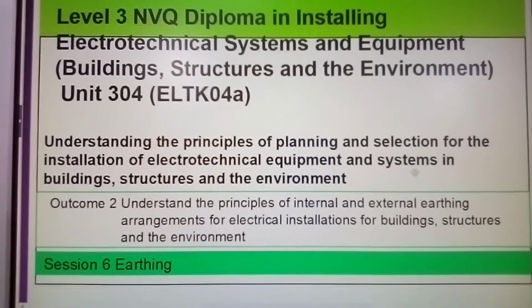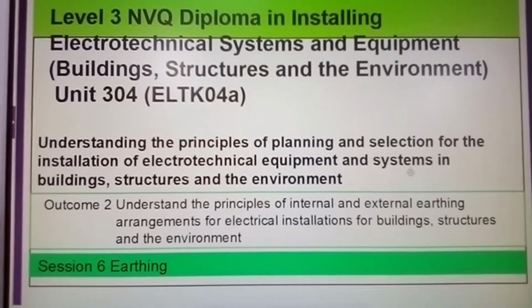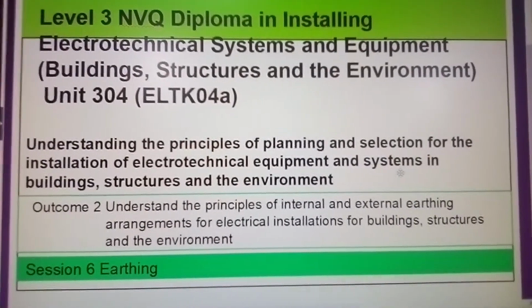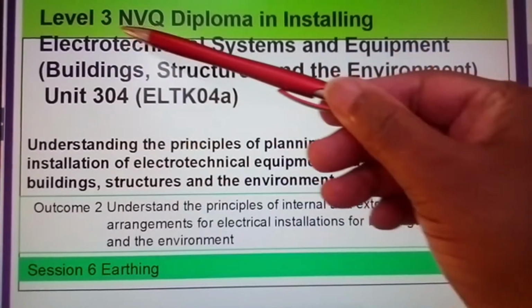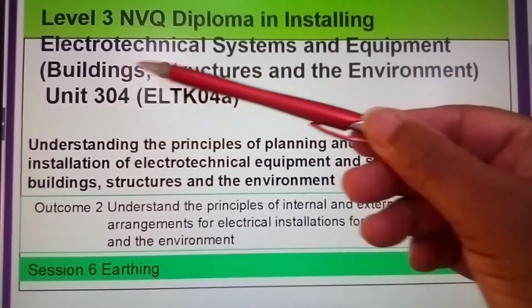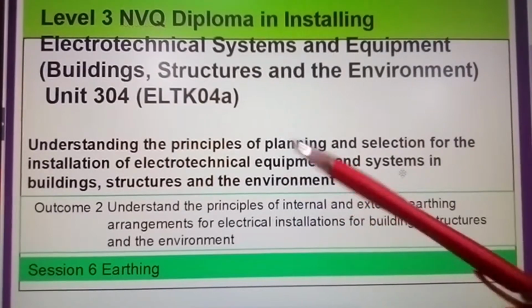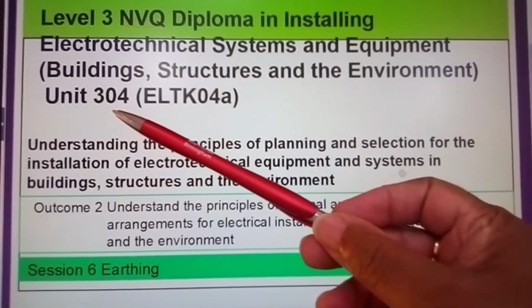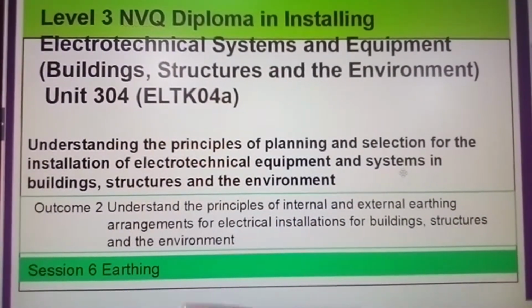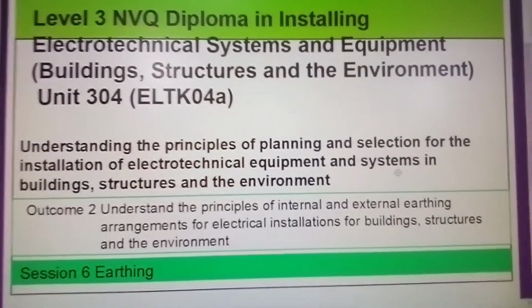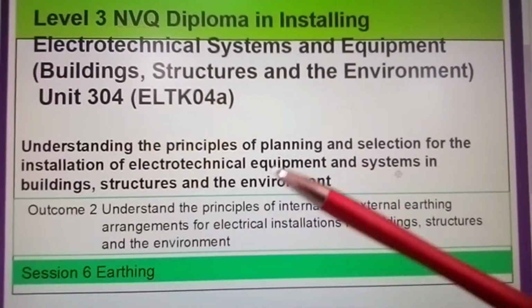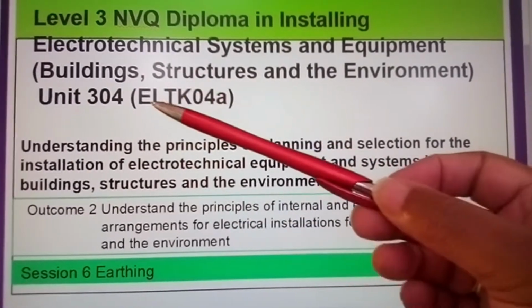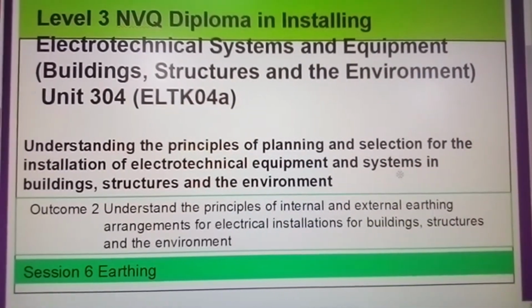Okay, welcome back. What I want to do is to continue with NVQ level 3. Again, we're looking at the level 3 NVQ diploma in installing electrotechnical systems and equipment, building structures and the environment, unit 304. There's quite a number of sessions to the unit 304, and that's your EAL reference number as well.